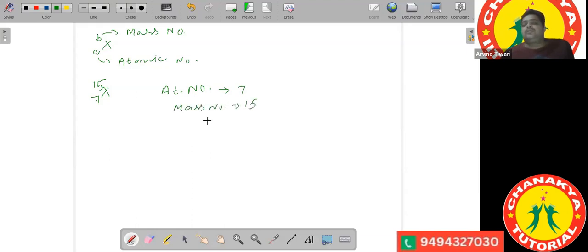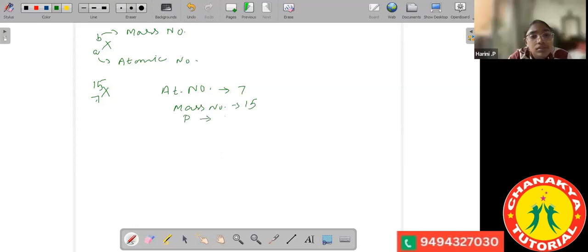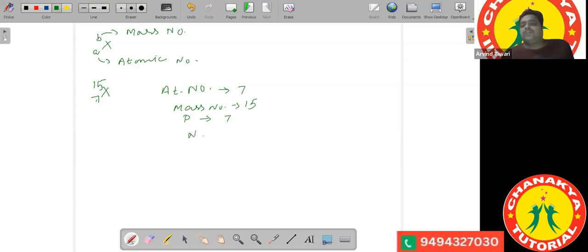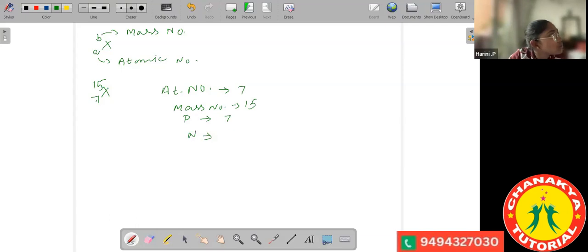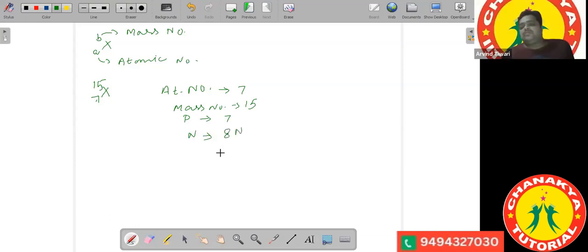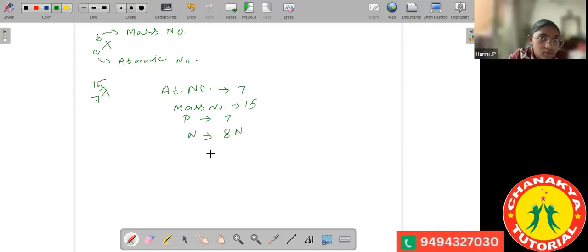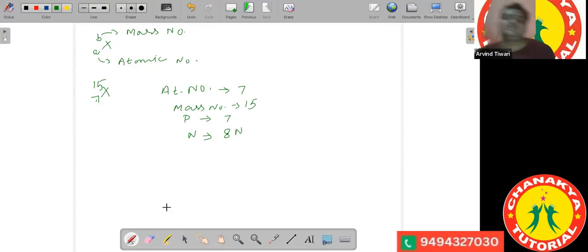And how many protons does it have? 7. 7 protons. And how many neutrons are there? 15 minus 7. That would be 8 neutrons. Okay. So everyone can calculate this. Can everyone get this? Everyone has understood?